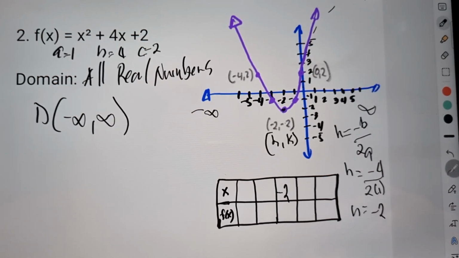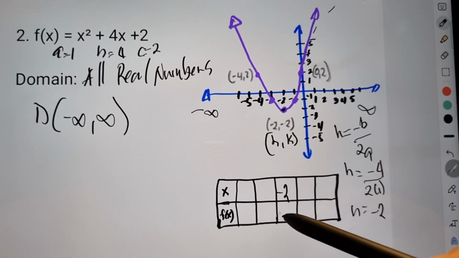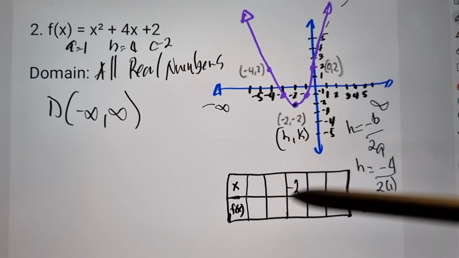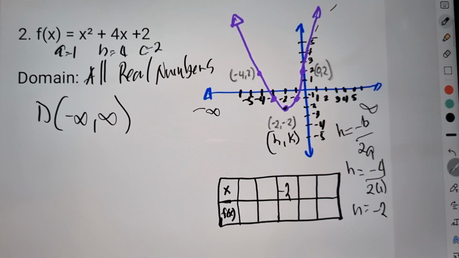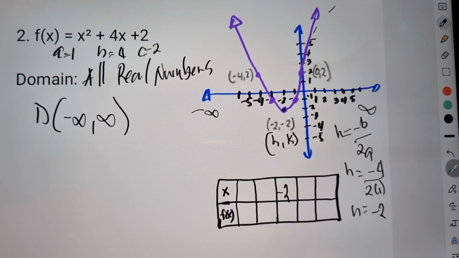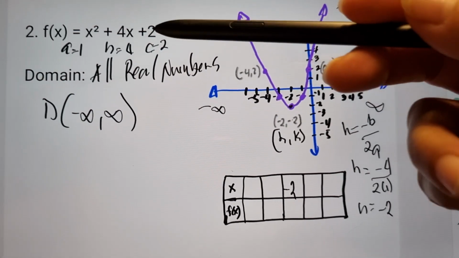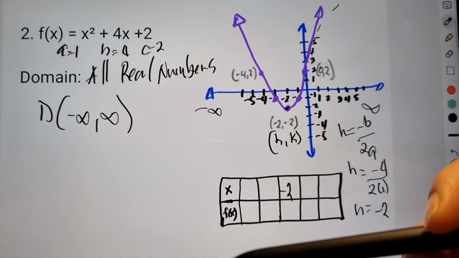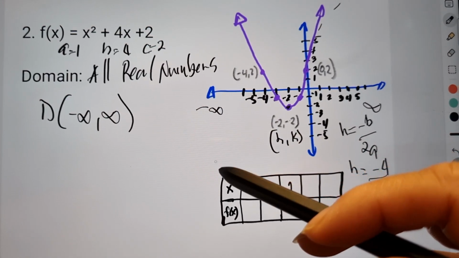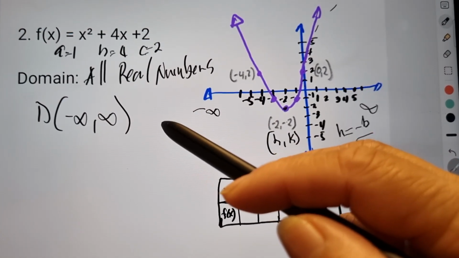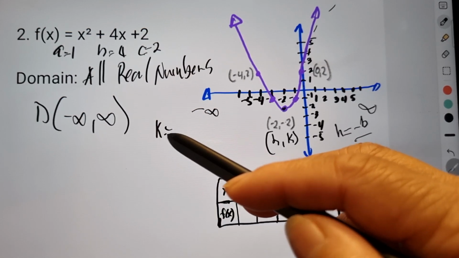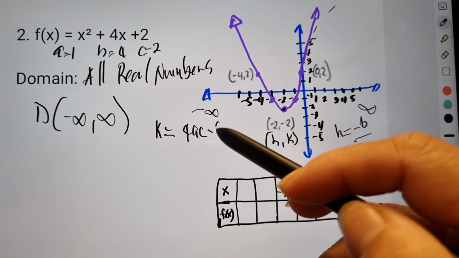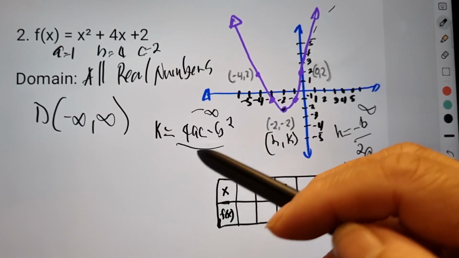Now, to find for f of x, or y, or k, pwede yung isubstitute lang natin dito. Okay? Isubstitute lang natin yung value ng x sa given expression or equation dito. O kaya, meron din tayong formula on how to find for the value of k, which is 4ac minus b squared over 4a.